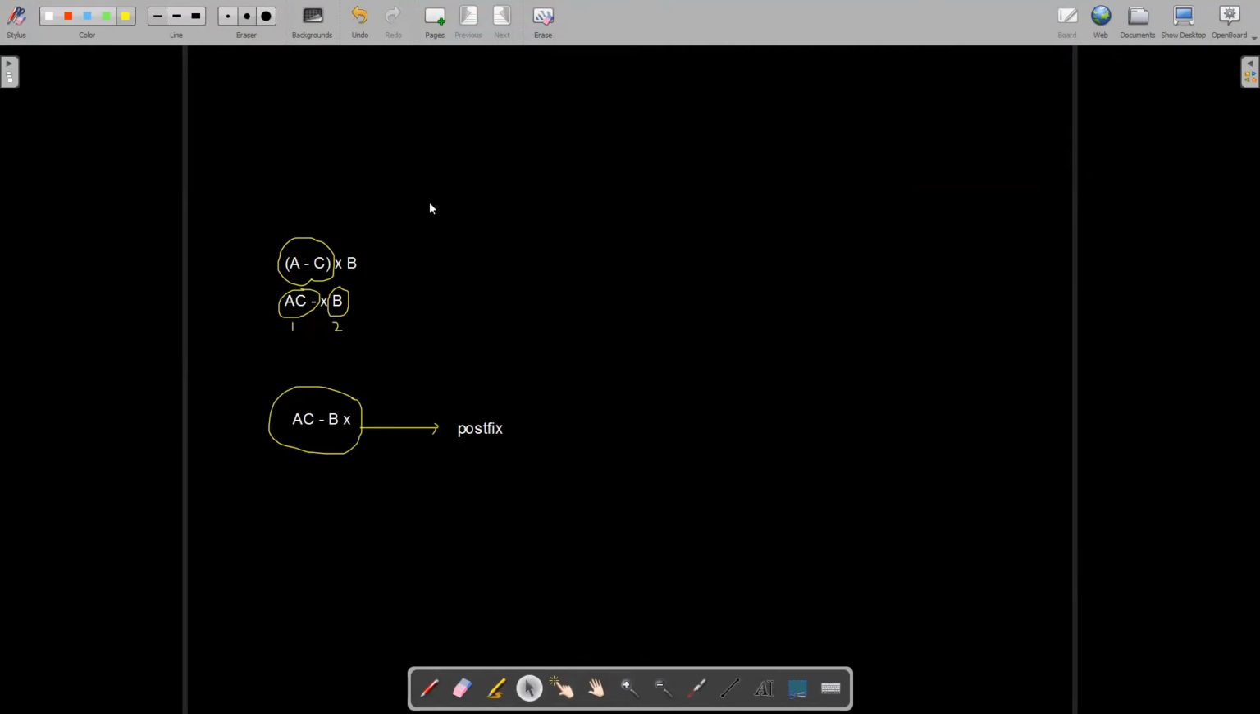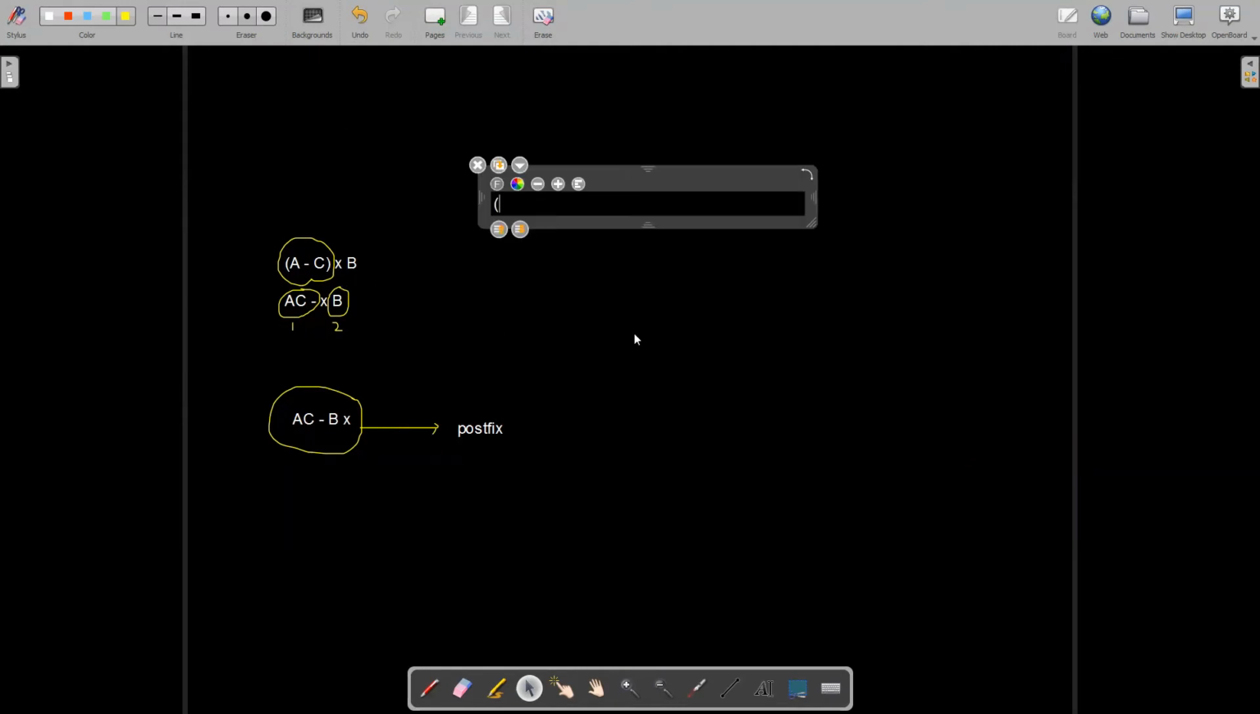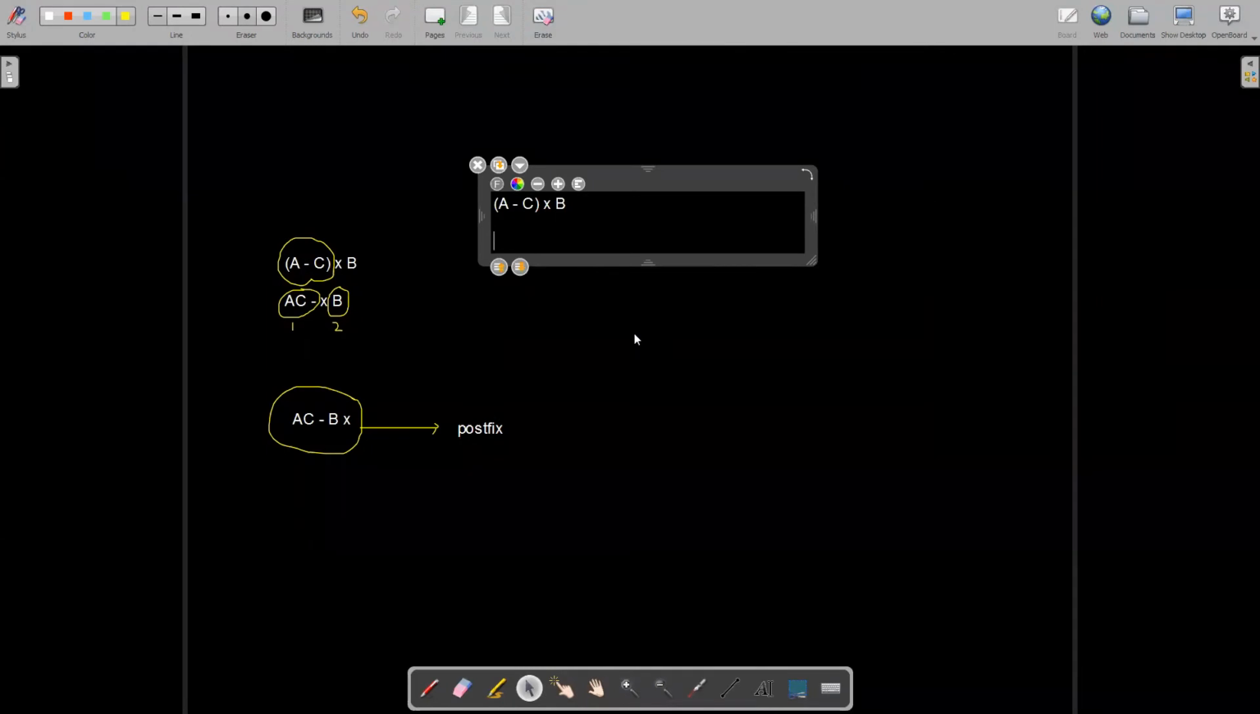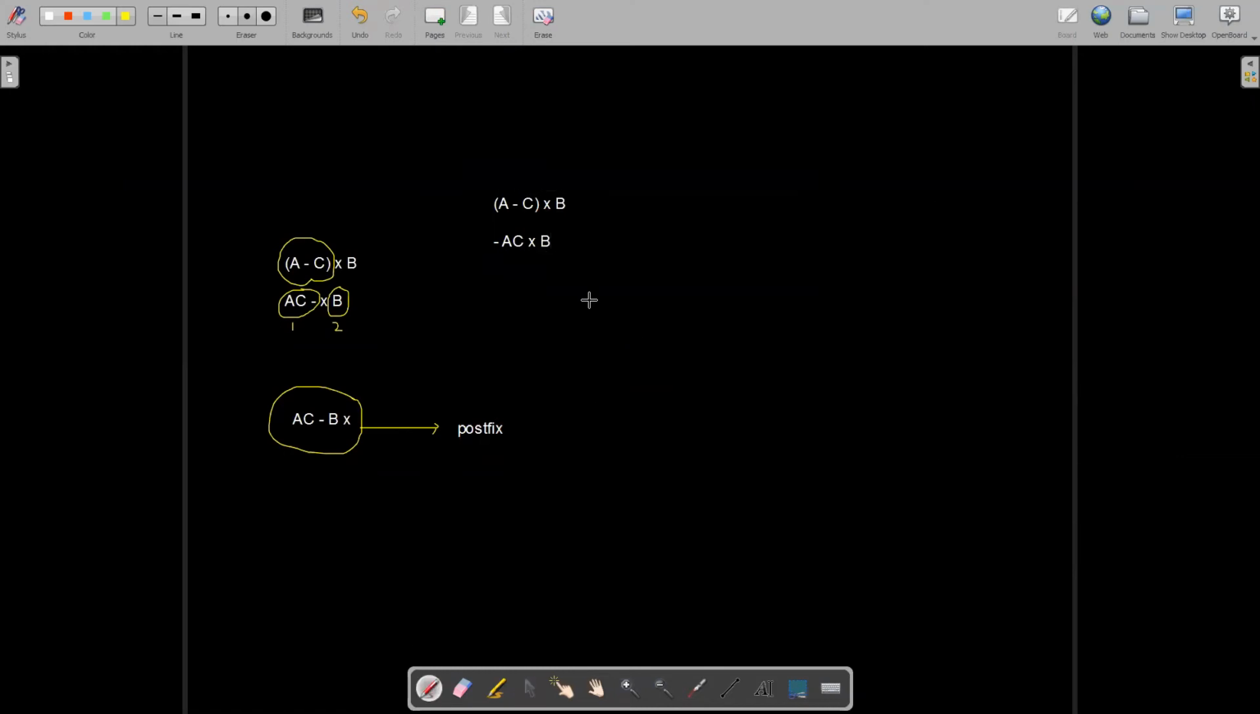Using this logic, please convert this infix expression into prefix expression. I'll do it here for you. A minus C into B. First bracket will be solved, so minus A and C. Now after this, this minus A and C will be the first operand. Now what do we have here? We have B. So minus A, C will be your first operand. B will be your second operand. This is first operand. This is second operand.